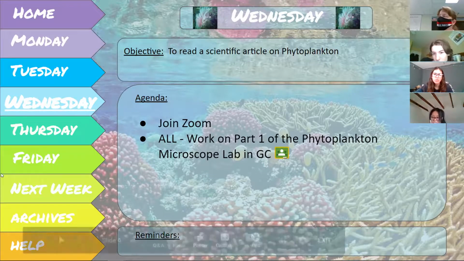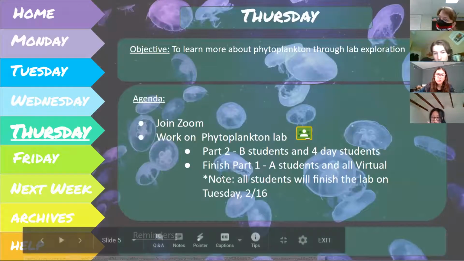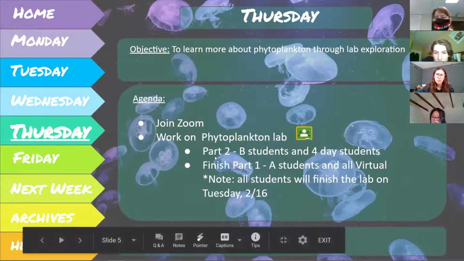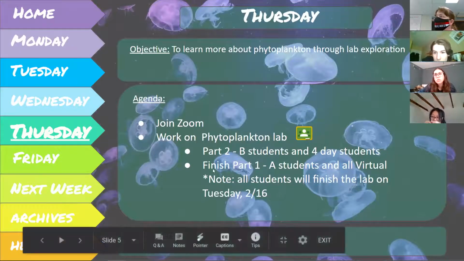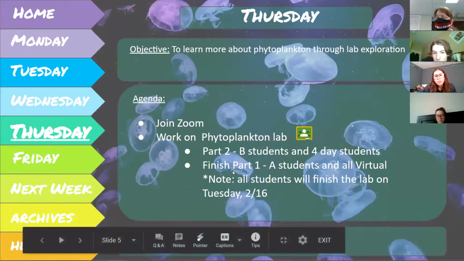Then this is where it's going to look a little different depending on the group you're in. On Thursday, assuming we don't have snow, some of the students will be working on part 2, and those are the students that are in the building. So if you're a B student or a 4-day student, you will be doing the physical part of the lab. If you are all virtual or an A student, you will be finishing up any part of part 1 that you didn't get done yet. Okay, so you don't have to get all of part 1 done tomorrow.